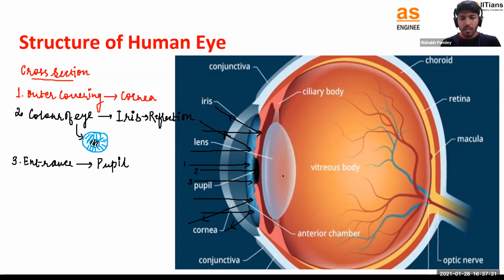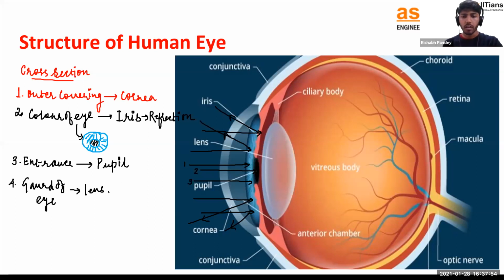Now, this light will enter. Here we have a lens. This lens can be called the guard of the eye, which is basically the lens. What's the importance of the lens? Absolutely, lenses are very much important.